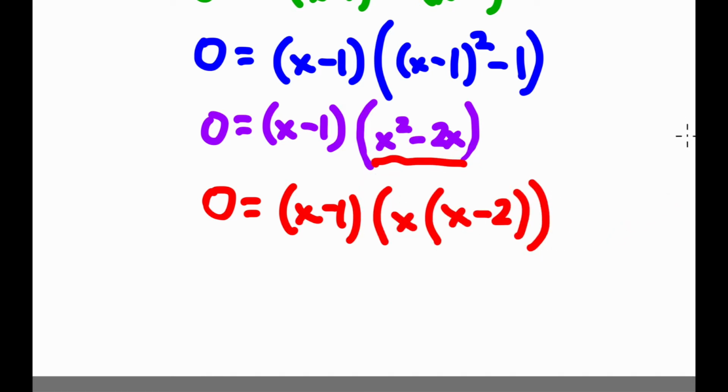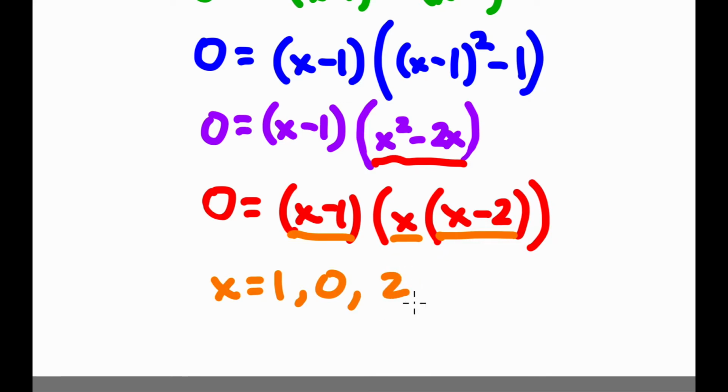From here, we should be able to solve. We're going to be setting this equal to 0 and solving. So you're going to have x equals 1 as a possible solution, setting that equal to 0 gives 0 for another solution, and then we set this factor equal to 0 as well to get 2 as the solution. So we have 3 solutions here: 1, 0, and 2.